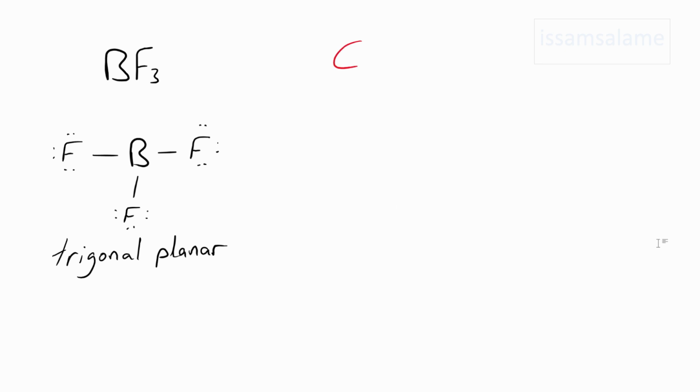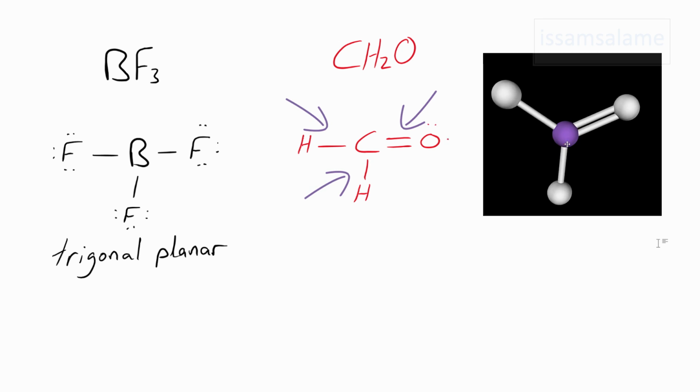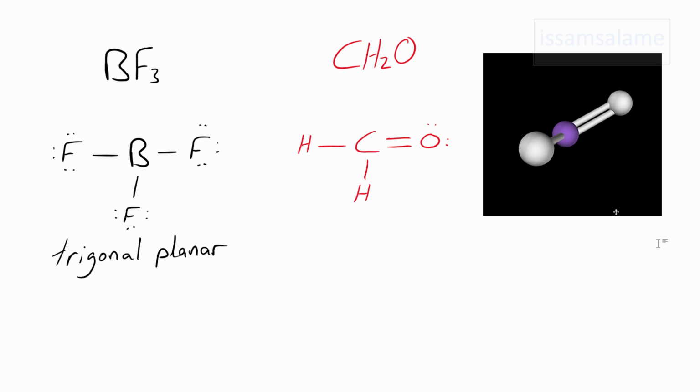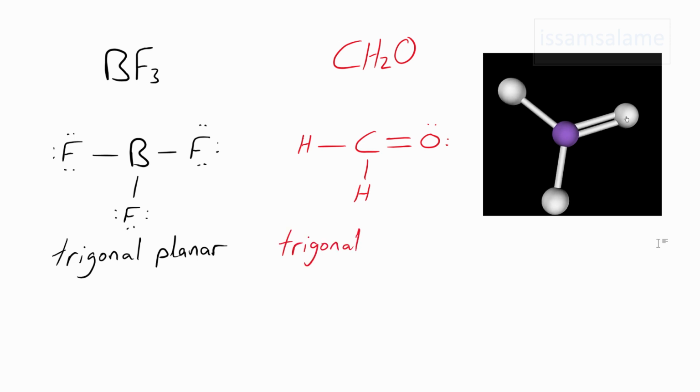One more example, methanal with formula CH2O. Here carbon is the central atom, and it has one double bond and two single covalent bonds. As I told you, the double bond is going to be considered as one thing. So here carbon has three things, and these three things are repelling each other, and the shape is going to be trigonal planar.